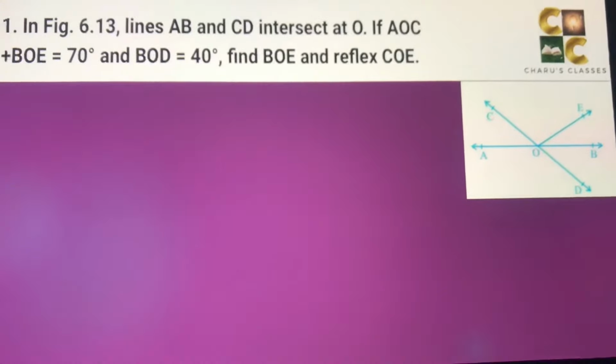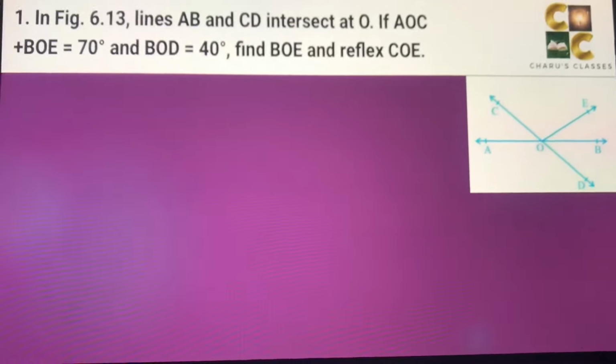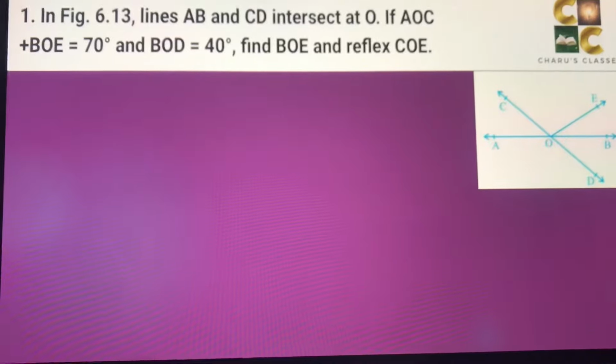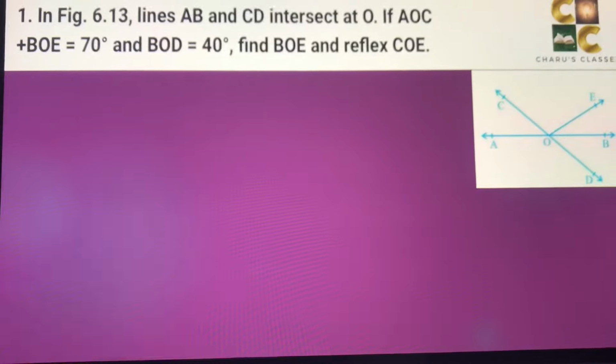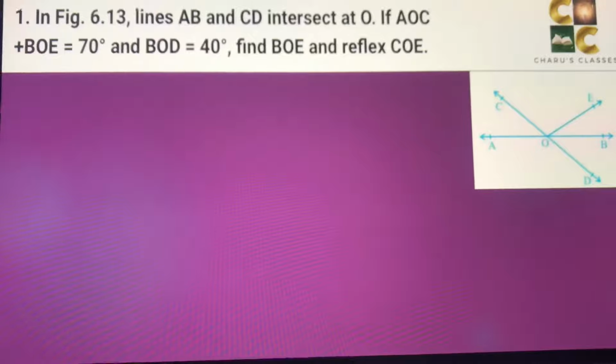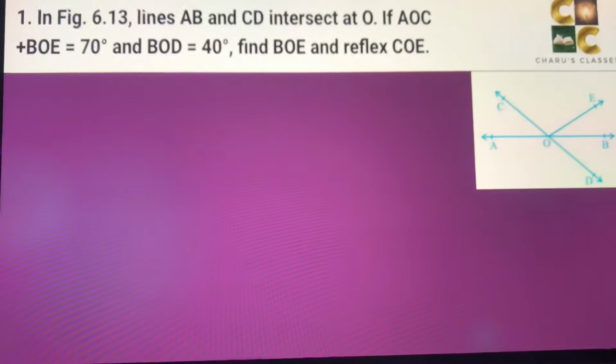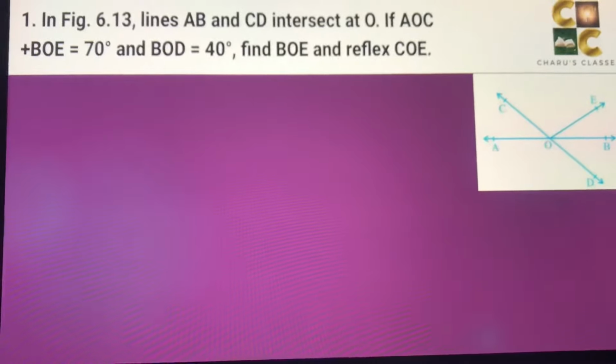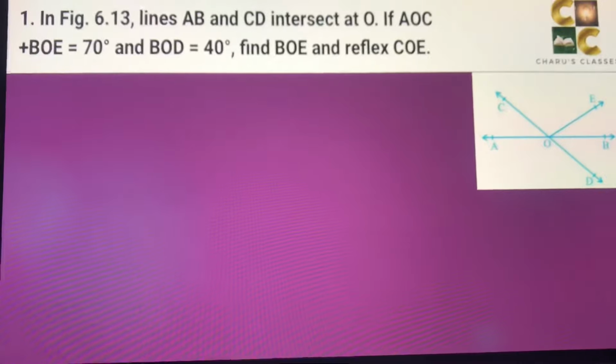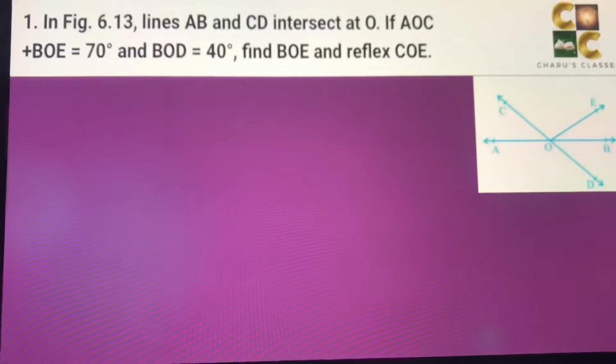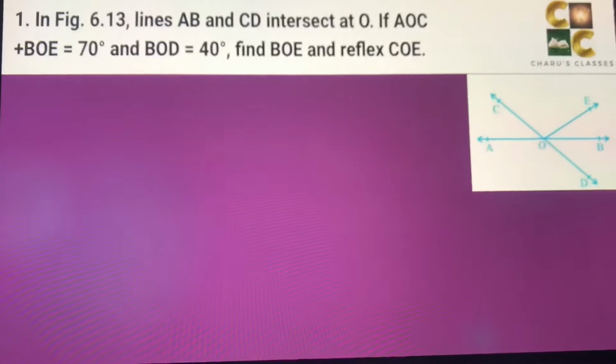Hello students, today we are going to do lines and angles exercise 6.1. First question: in figure 6.13, lines AB and CD intersect at O. If angle AOC plus angle BOE is equal to 70 degrees and angle BOD is 40 degrees, find angle BOE and reflex angle COE.